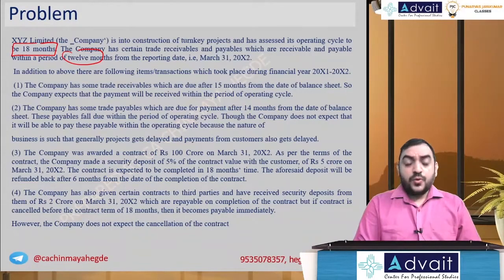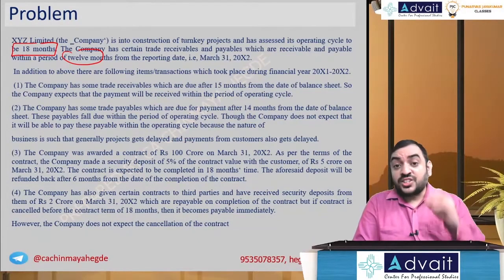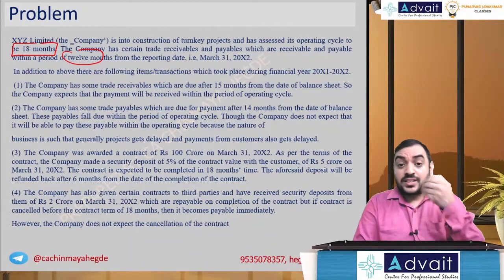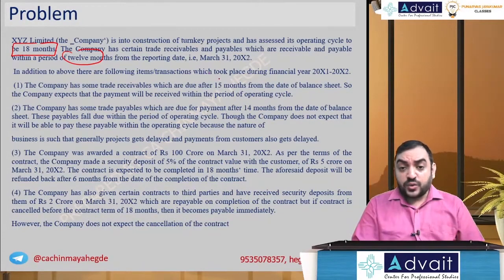In addition to the above, there are the following items or transactions which took place during the financial year 2001-2. X1, X2 means it's like any other year. So we'll read it as 2001-2 for our reference. The company has made some trade receivables which are due after 15 months. Normally, some trade receivables are within 12 months, but some receivables are after 12 months from the date of the balance sheet.